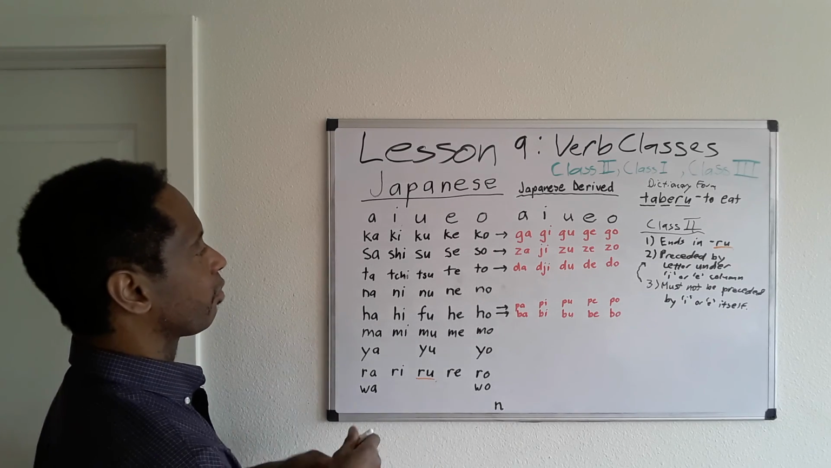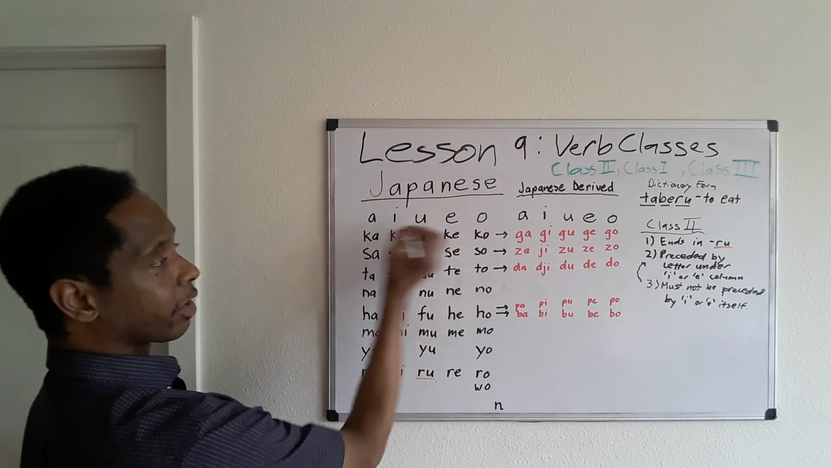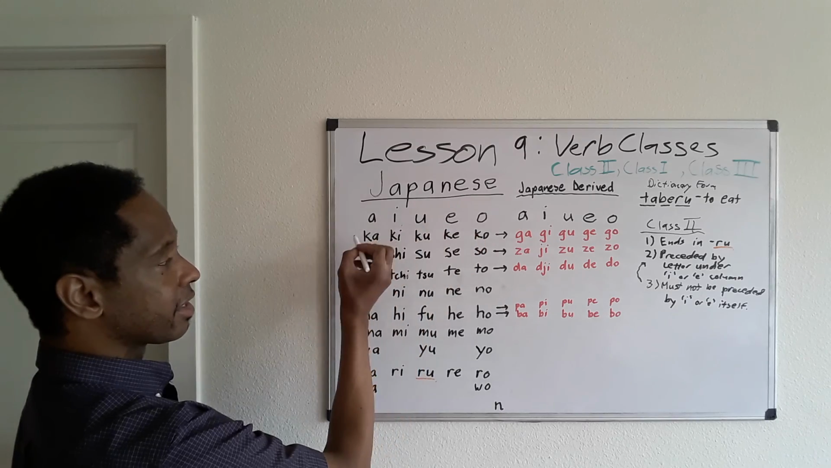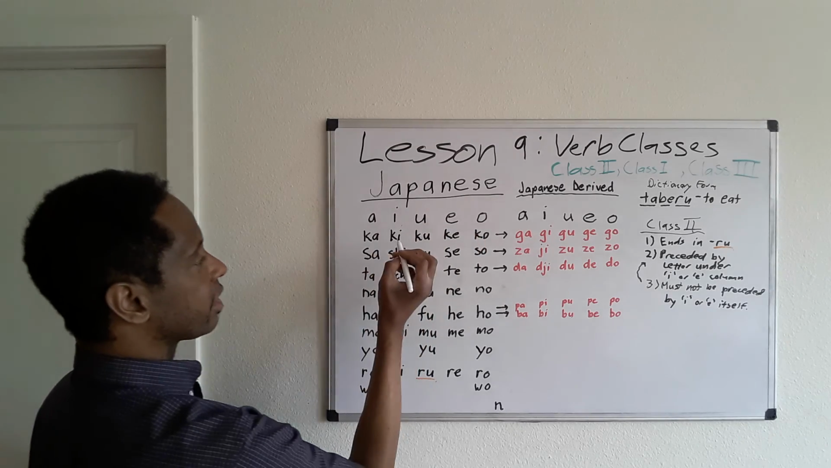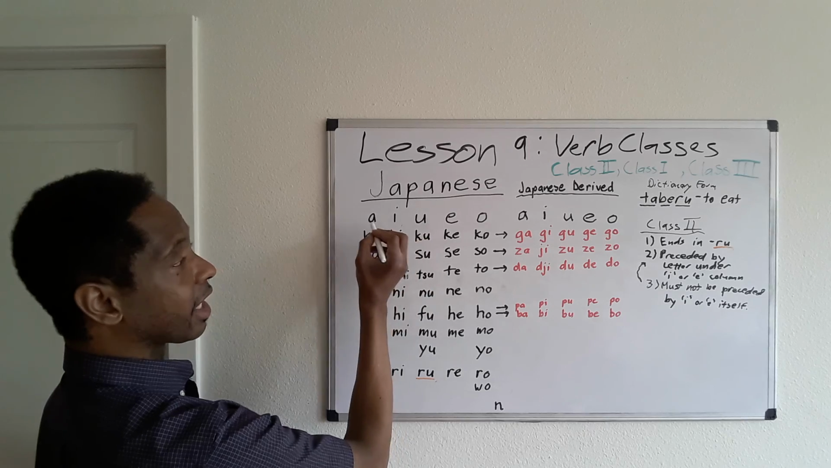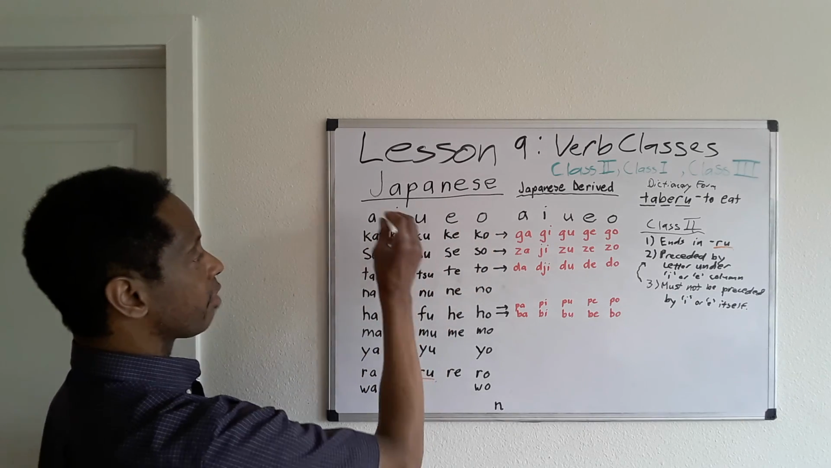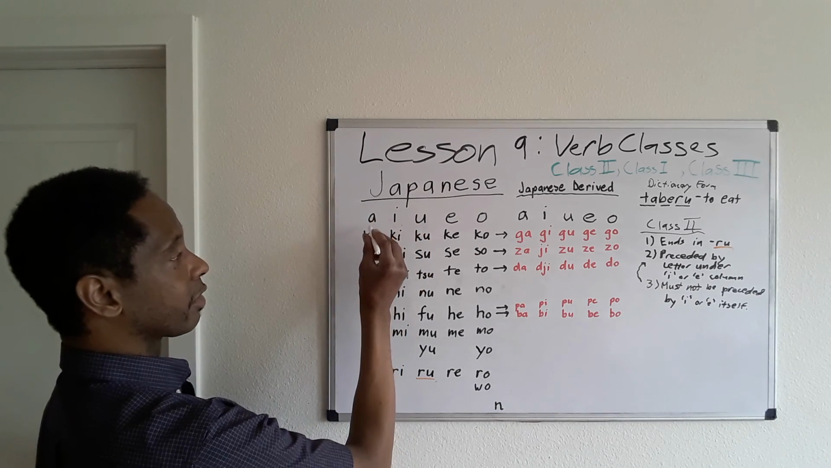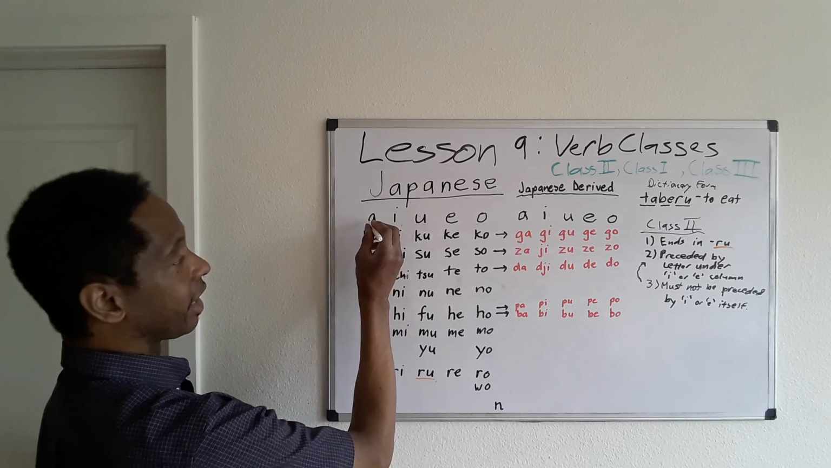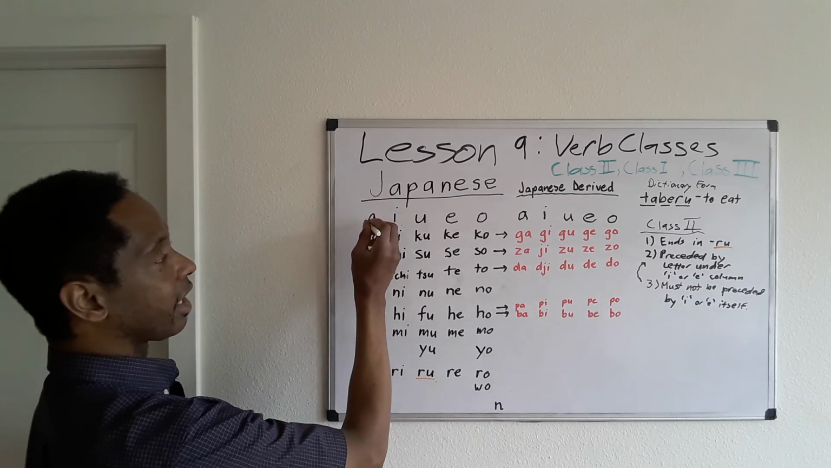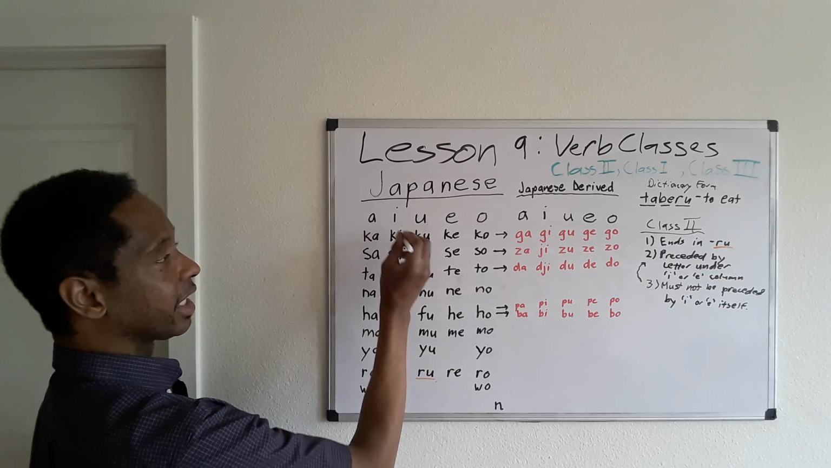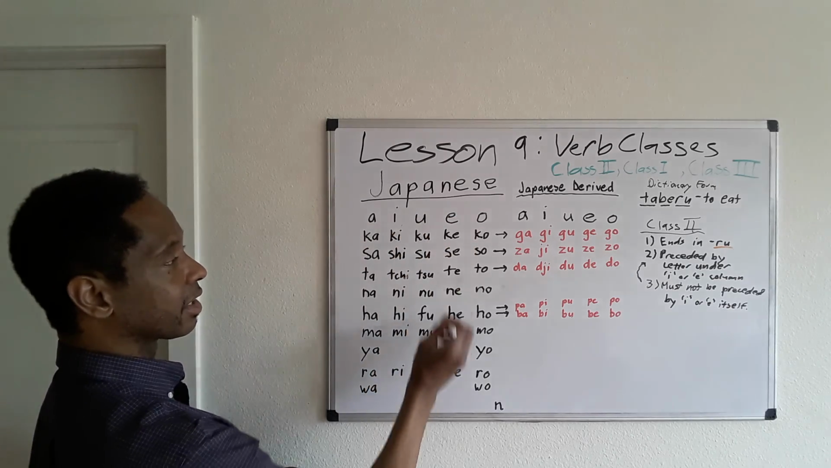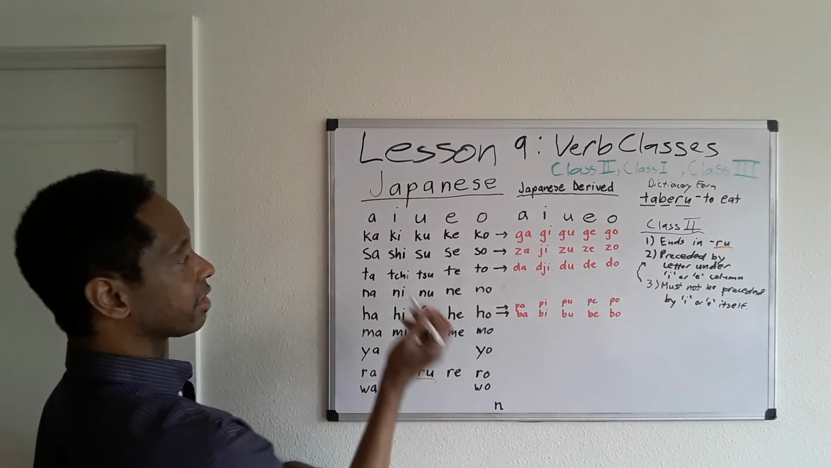Now, the rows are left and right. Columns are up and down. So rows are left and right. Columns are up and down. Now, the first row is A, I, U, E, O. What comes under it, the column, we generally label according to the first row. So this is the A column, because it's under A. This is the E column because it's under E. This is the U column because it's under U. This is the A column because it's under A. This is the O column because it's under O.